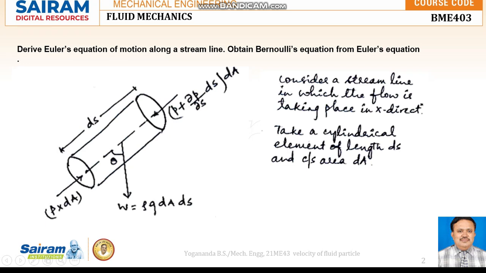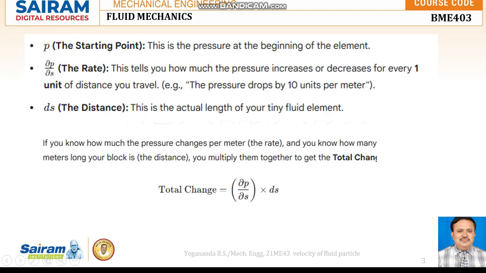Volume of the fluid element is the area of the element dA multiplied by the length of the element ds. So weight is the product of weight density rho g into volume of the element, that is dA ds. We have W making an angle theta. Splitting the inclined force into its x component and y component, the x component is W cos theta, and the y component is W sin theta.